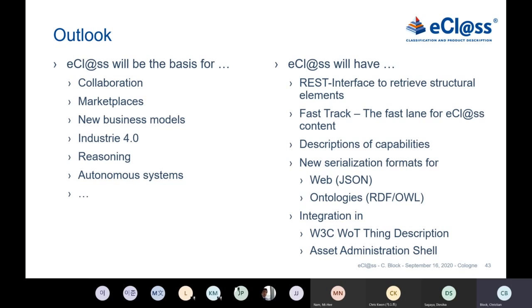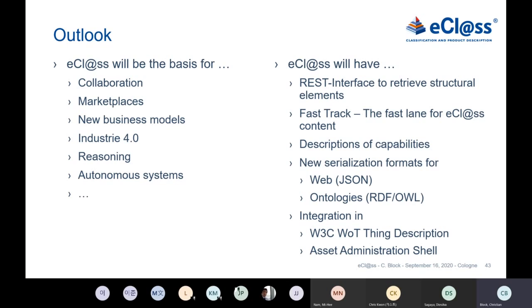And to fulfill this outlook, we're working on REST interfaces to exchange ECLASS. We're working on a so-called fast track. So the fast track will allow you to define new structural elements in a really fast way. So if you are working in a company and a property is missing, but you need it in your communication, you can define it immediately, use it in your communication, and then in the next release, this is integrated in the global standard.